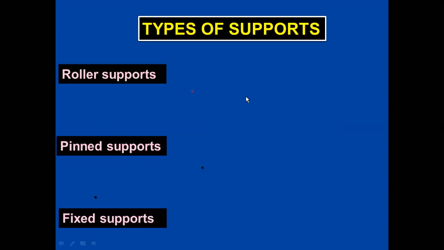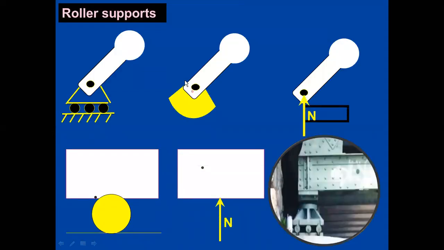So now we'll be talking about the different types of supports. The commonly used supports are roller support, pin support, and fixed support. Pin support is also called a hinged support. So we'll discuss what we mean by a roller support. Here you see the best example for the roller support.